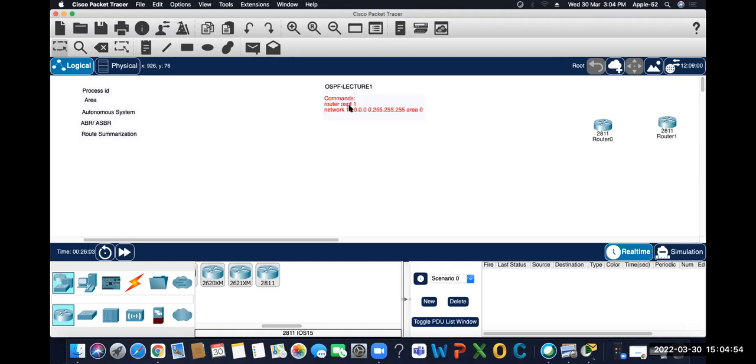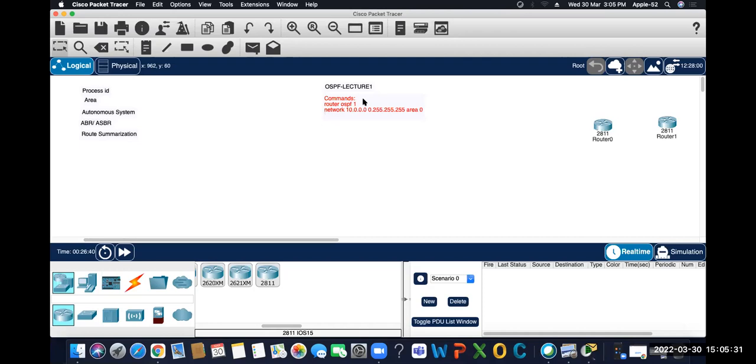Router OSPF, this is the syntax, simple. But what is this 1? It is the process ID. Now, what is the meaning of process ID? With the help of process ID, we can run multiple instances of OSPF on a single router. What does multiple instances mean? For example, I have a big team for just configuring OSPF.